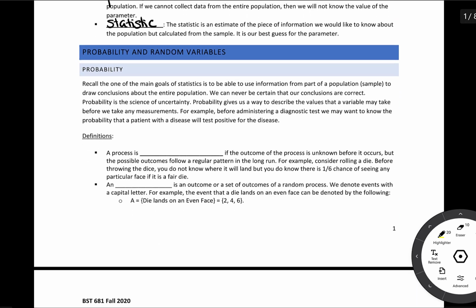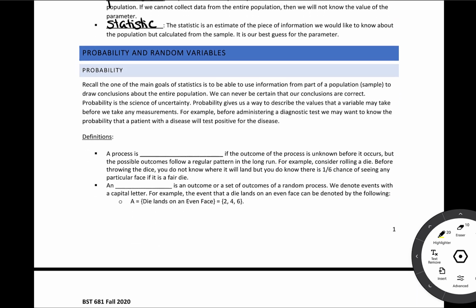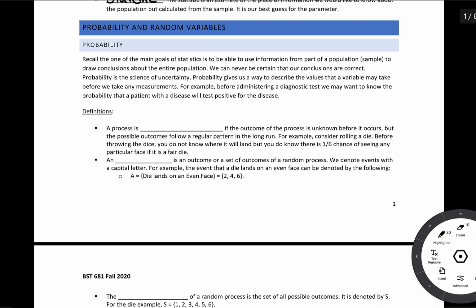Next, we're going to talk just a little bit about probability and random variables, and this is the piece that it's likely you didn't see in your intro course, and that is perfectly fine. We're just going to do an overview here. One of our main goals is to use information from part of the population, i.e. the sample, to draw conclusions about the entire population. We can never be certain that those conclusions we reach are correct.